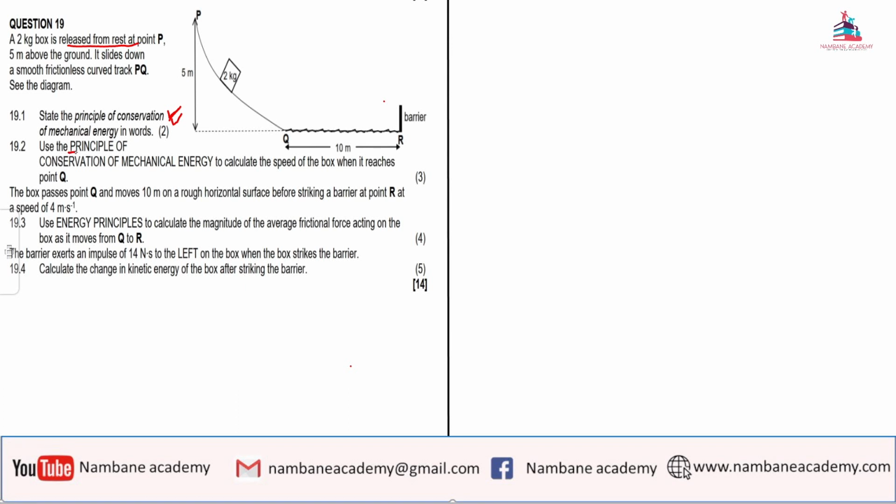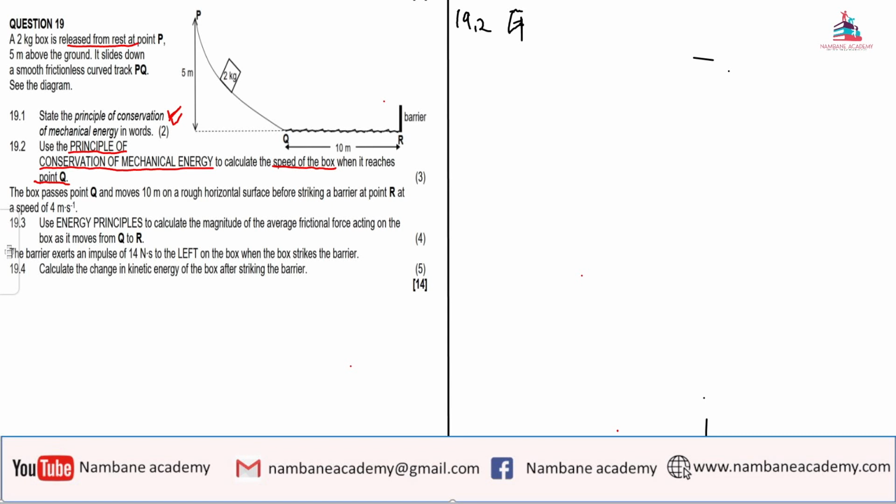Now check here. It is in capital letters. Use the conservation of principle of mechanical energy to calculate the speed of the box when it reaches point Q. The fact that the examiner is emphasizing that you must use conservation of mechanical energy, that is the first thing that we want to see. So at 19.2, let me use black.